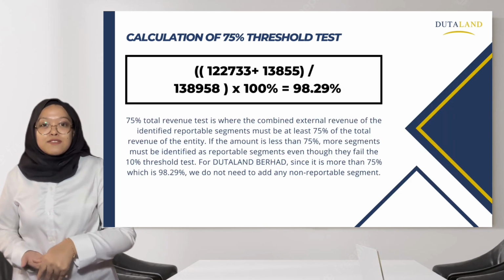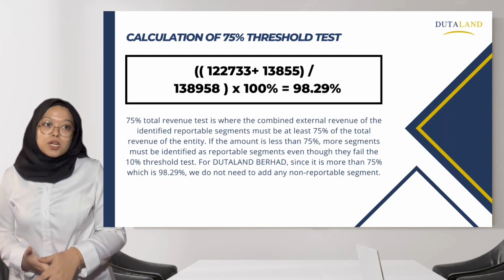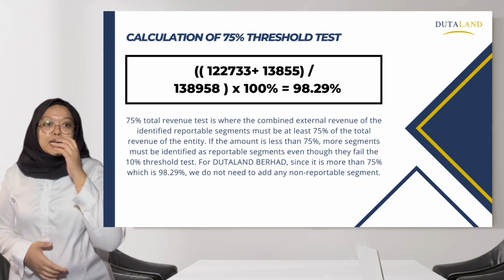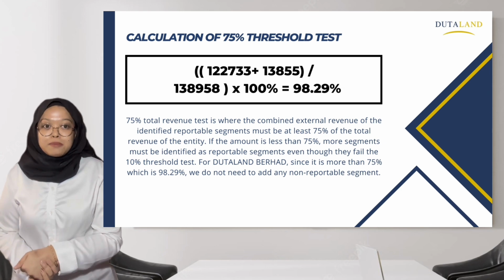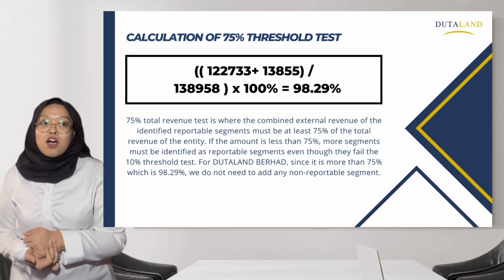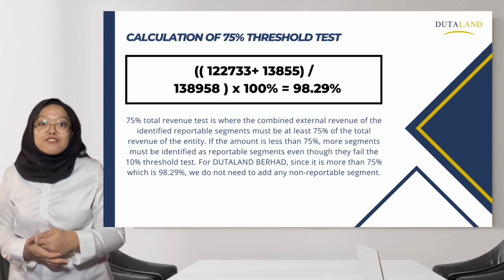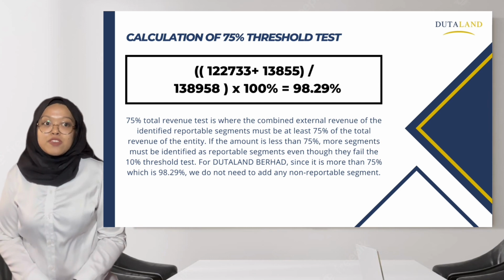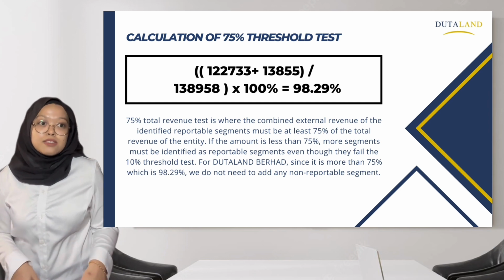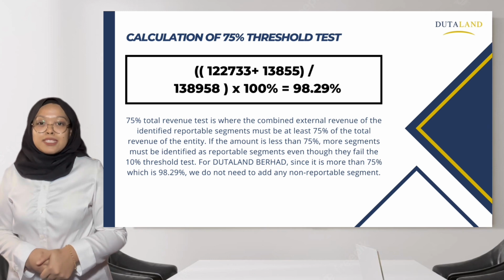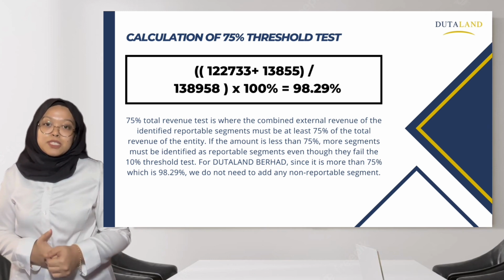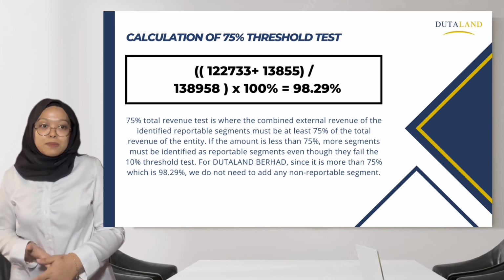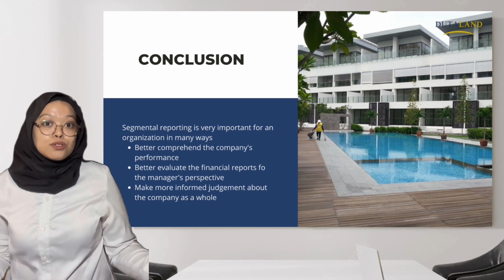Next is the calculation of the 75% threshold test, where the combined external revenue of the identified reportable segments must be at least 75% of the total revenue of the entity. If the amount is less than 75%, more segments must be identified as reportable segments even though they fail the 10% threshold test. For DutaLand Berhad, since it is more than 75%, which is 98.29%, we do not need to add any non-reportable segment. So, the conclusion.